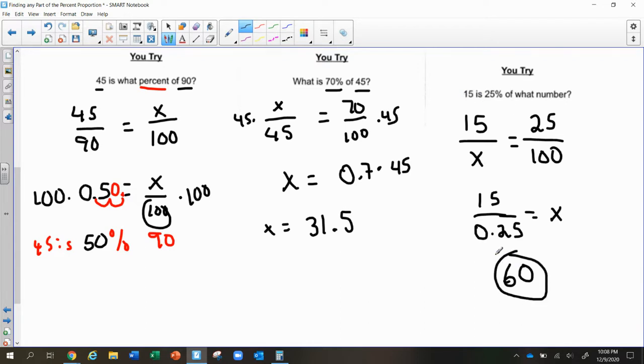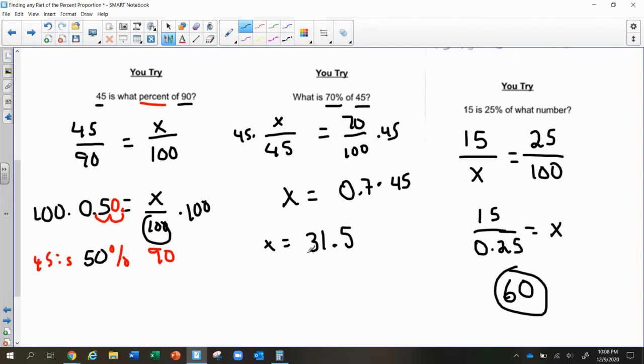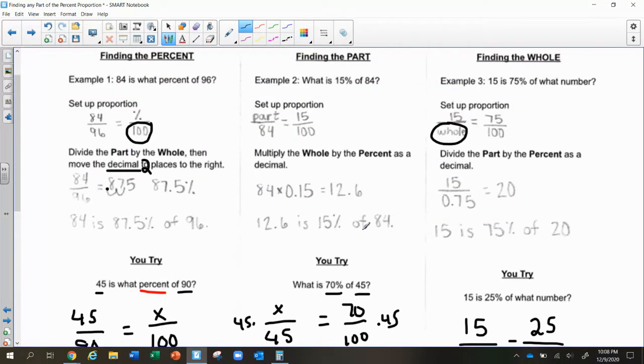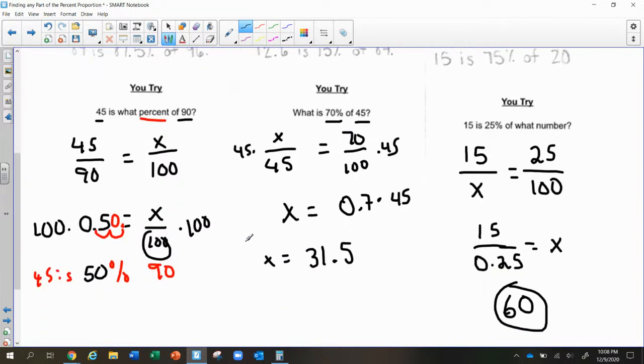60. So I really wanted to go through these examples with you because we just had some troubles with them. Again, a lot of you guys got them right, but I wanted to give you guys just kind of some guidance if you didn't understand.